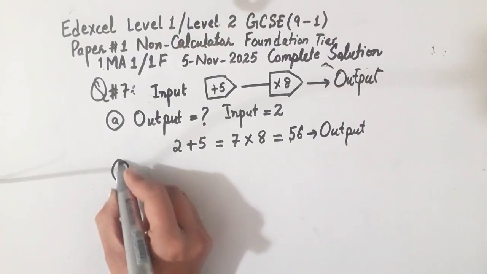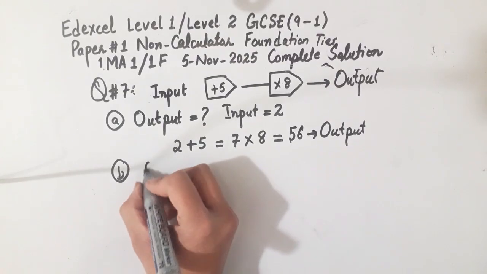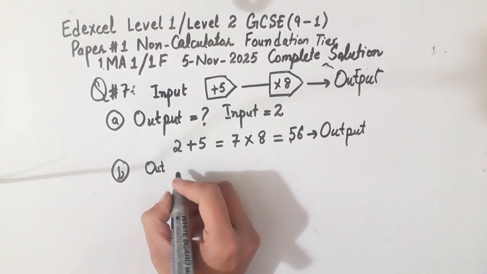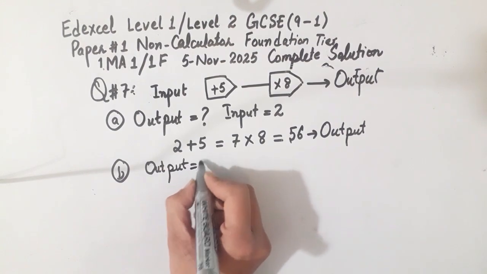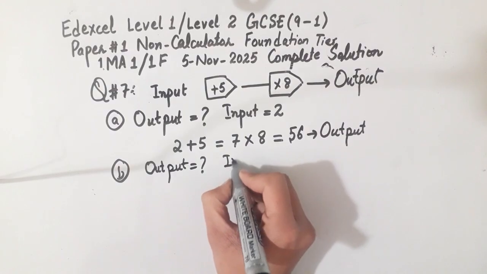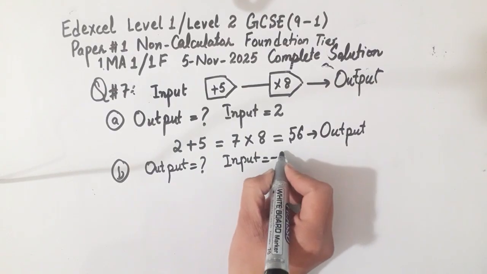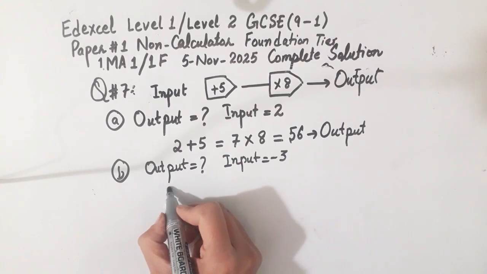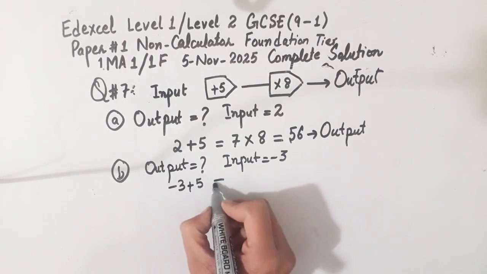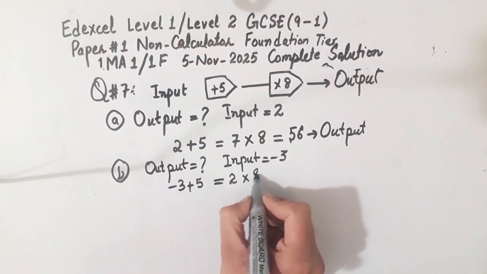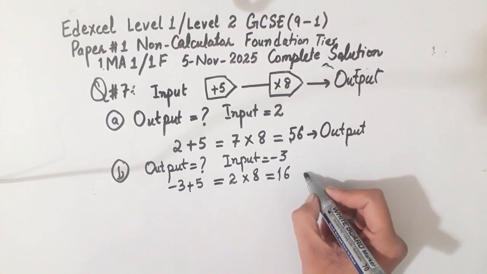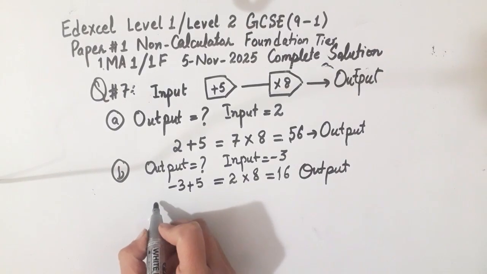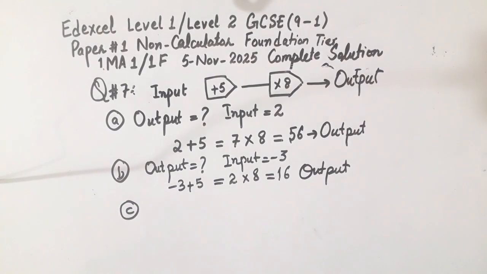Now in the B part he said find the output when input is -3. So how we will solve this? We solve this as -3 plus 5, that is 2. 2 is multiplied by 8, that is 16. So 16 is the output.